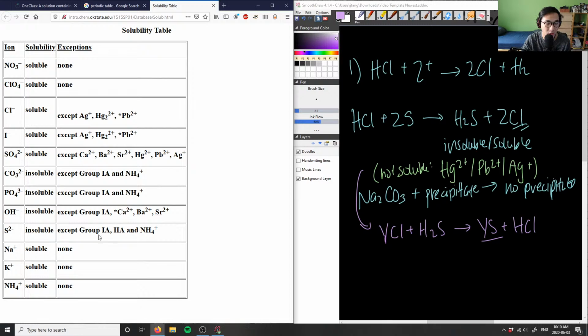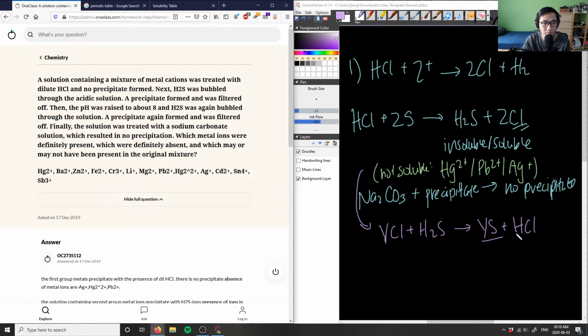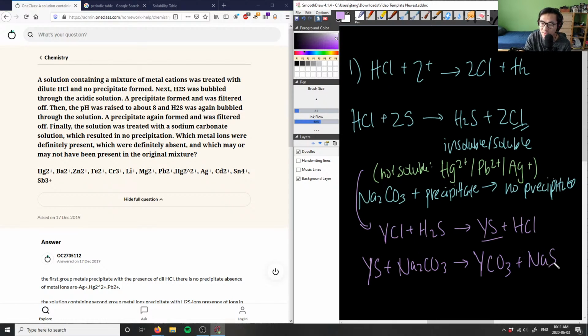So now we know that it's insoluble except for group 1, 2, and 4, and these guys here are all transition metals, so you don't have to worry about that, which means they could all be part of the solution here. And finally, it's treated with sodium carbonate. So we have YS plus Na2CO3, and this is simply a double displacement reaction, right? So I get Y carbonate plus Na2S. Don't worry about balancing here because we don't really know the compounds. Sorry, we can do sodium sulfide and something carbonate here.